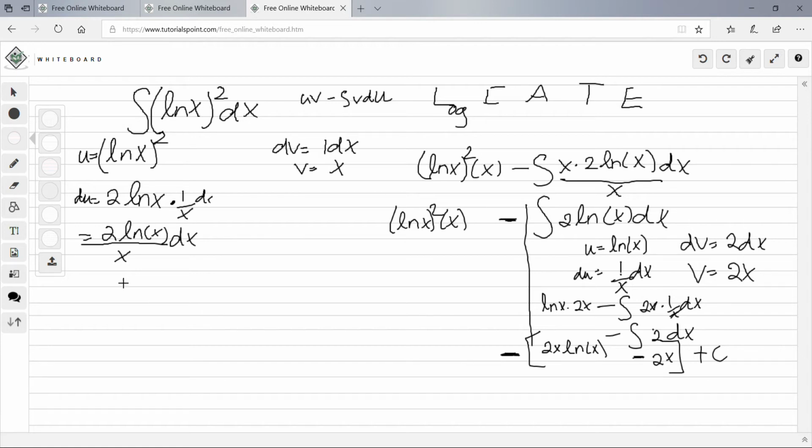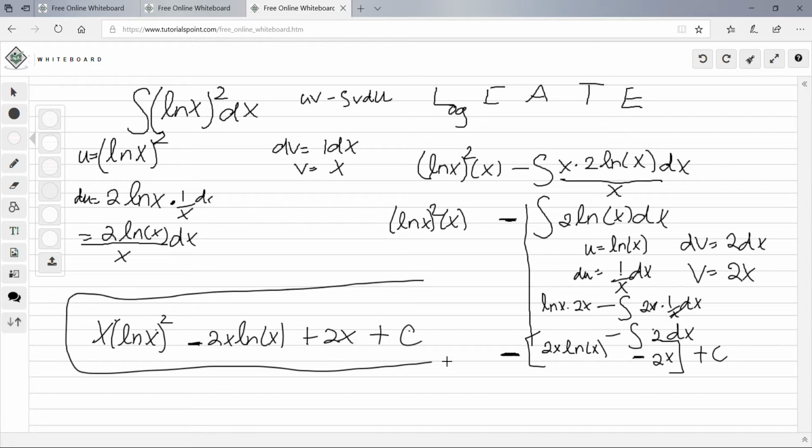So, and then don't forget this part, the ln x squared. So your final answer should be x times ln of x squared, minus this, there's a negative, so it's going to be minus 2x ln of x plus 2 negatives. Remember, 2 negatives equals positive, so it's plus 2x plus c. So when you have a log or a natural log, it always comes first because logs and natural logs are the same thing.